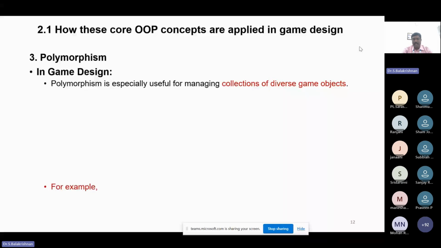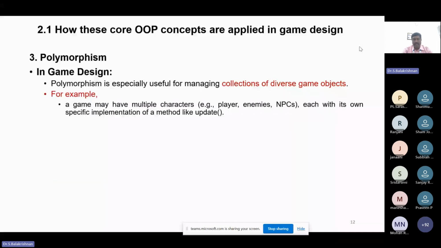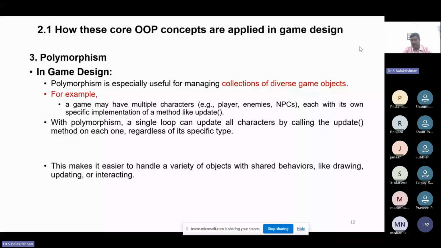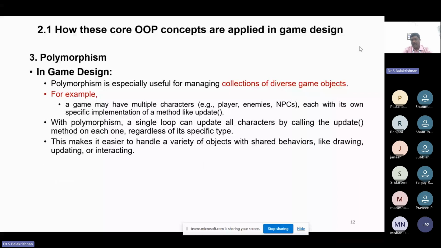For example, whenever we are designing games, there's an NPC, a non-player character. In that game, we have multiple characters, for example player, enemy, NPC, each with its own specific implementation of a method, like update or some other method. In that case, with the polymorphism concept, a single loop can update all the characters by calling the update method on each one, regardless of its specific type. That makes it easier to handle a variety of objects with shared behavior like drawing, updating, interacting, and so on. So that's about game design.